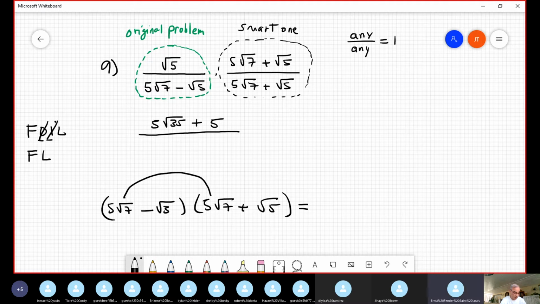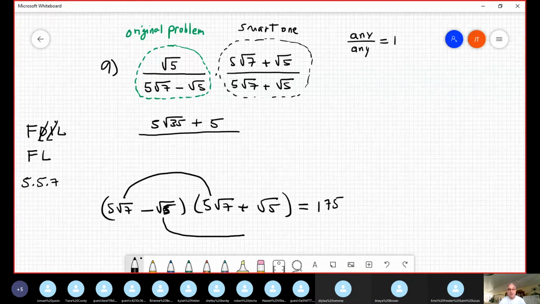So it's basically 25 times 7. Yes or no? Yes. 175. This was 5 times 5 times 7, because radical 7 times radical 7 was 7. And radical 5 times radical 5 is 5. So 5 minus 5, 5, only 7. Do you see that or no?